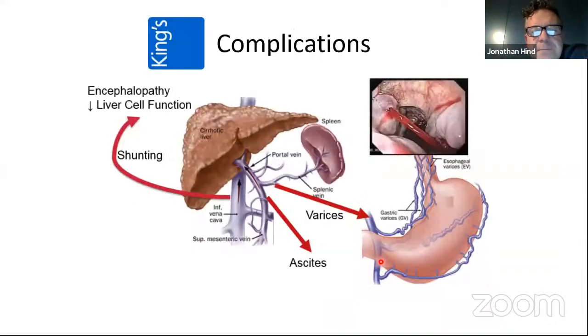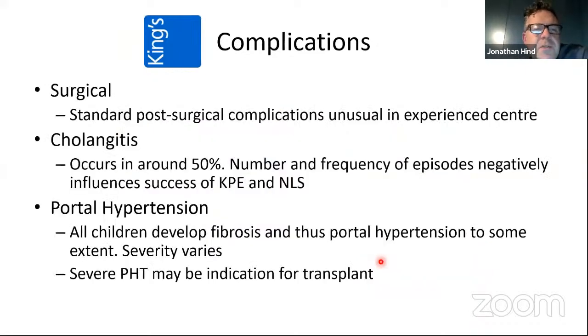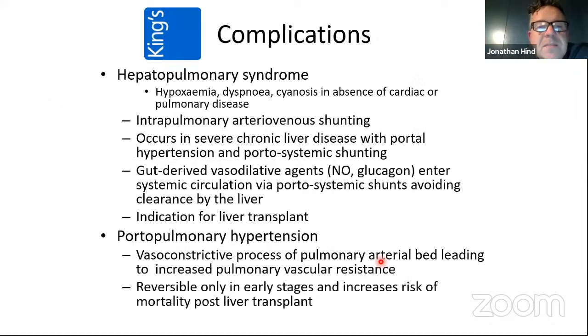On to complications. So the surgical complications are actually very unusual in experienced centres. We do about 40 Kasais a year and very rarely see any surgical complication at all. The commonest complication after that is cholangitis, which occurs in around 50%, and the number and frequency of episodes negatively influences the prognosis. And the next big thing is portal hypertension. All of the children really get fibrosis and portal hypertension to some extent. So that needs to be treated, perhaps with endoscopies, and if it's severe, it is an indication for transplant.